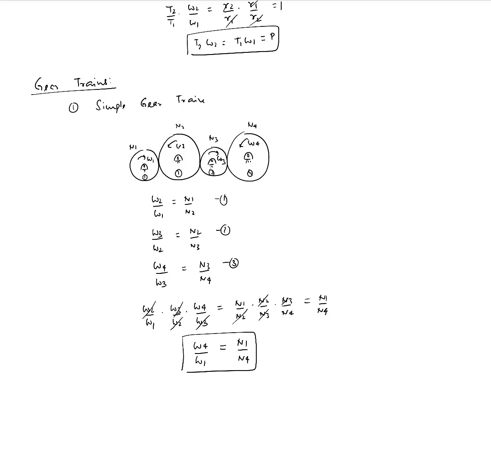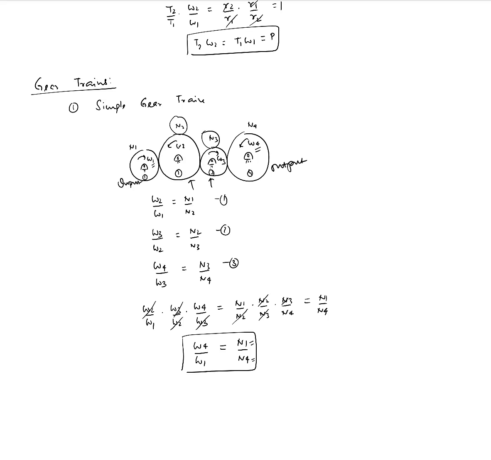So what does this tell us? This tells us that the ratio between the angular speed of the fourth gear and the first gear is only dependent on the teeth ratio of 1 and 4. There is no N2 or N3 in this formula. That is almost saying that it doesn't really matter what the sizes of the intermediate gears are. If this is your input and this is your output, then these two gears in between really don't matter when it comes to finding the speed ratio or even the torque ratio. All they are doing is possibly changing the direction of rotation.